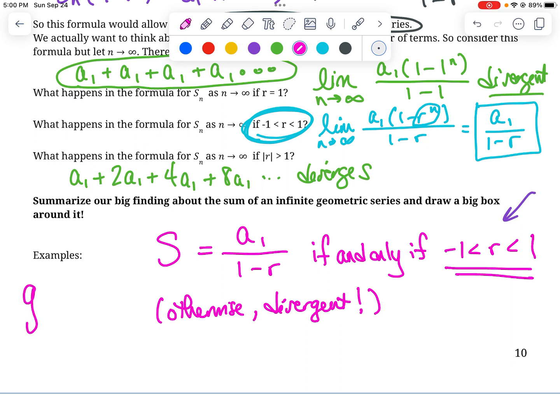Okay, and this is only for geometric series. And that's the first of about 10 cases or 10 tests that you're going to learn for series convergence.